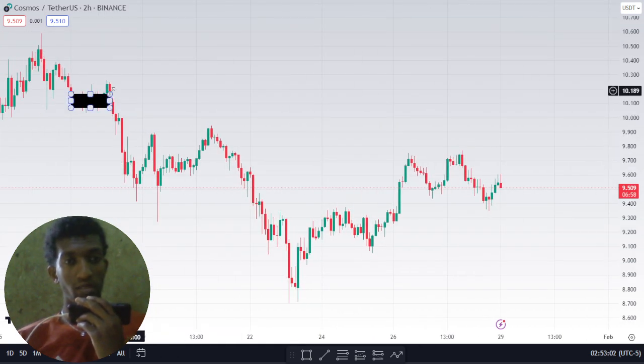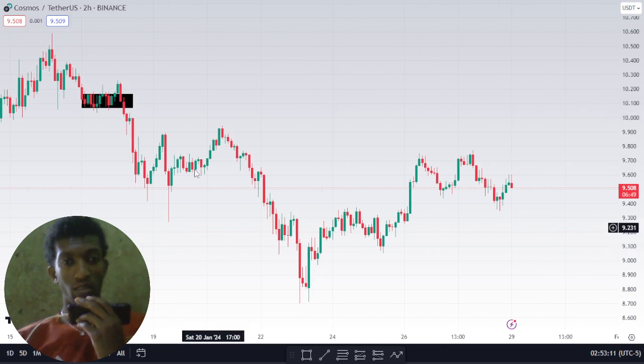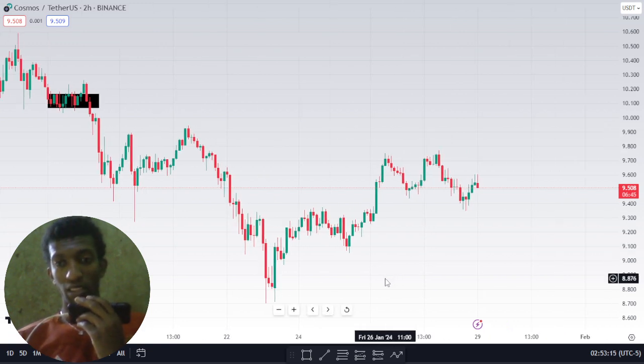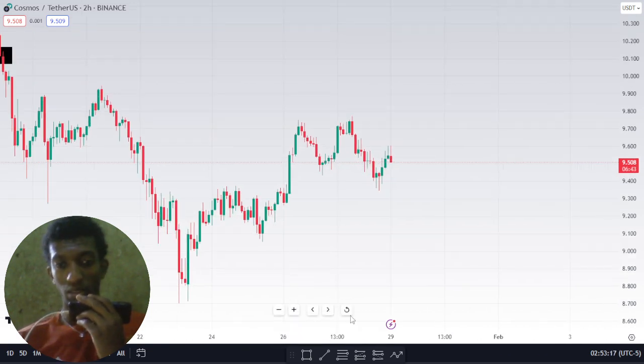This was amazing. As you can see, single fake out. Single fake out happened, then boom. Went down like hell. Nice trade right there, boom. And it is everywhere. Black box is everywhere.